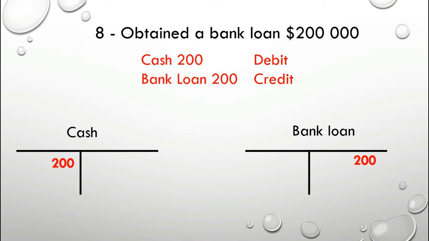When you take a bank loan, cash will increase. At the same time, the liability will also increase because it's our obligation to settle the bank. So obligation means liability. So liability is increasing here. Increase in liability is always credited. So we can go to the bank loan account and credit 200,000. So here asset is increasing and the liability is increasing.